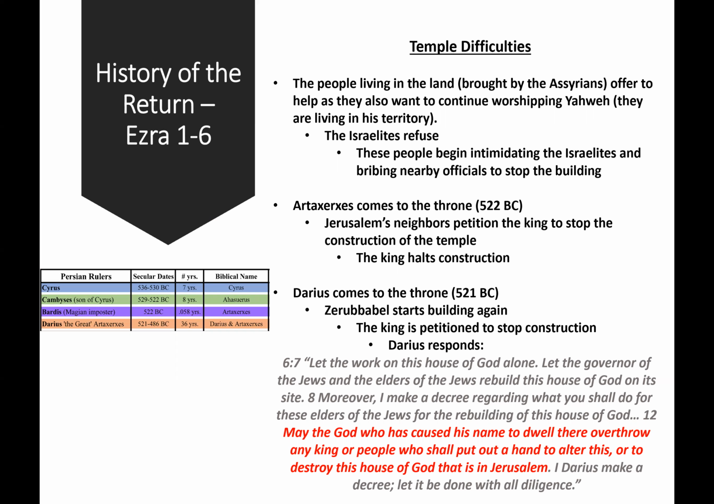So not only does Darius approve that the building of the temple should continue, but he also tells the people around them that they need to not hinder them, but even to help them by supplying them with whatever materials that they need to do so.